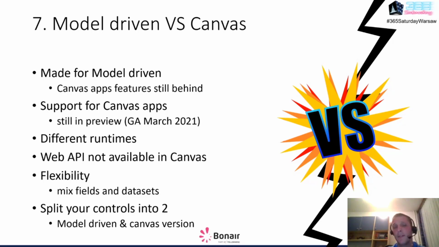Support for canvas app is still in preview. You must have that in mind, and it will be GA in March next year. So a lot of changes can be made until that GA point. So keep that in mind. Stuff can break if you use that in preview, and you can invest a lot of time in canvas components, and it will maybe break after the GA part.